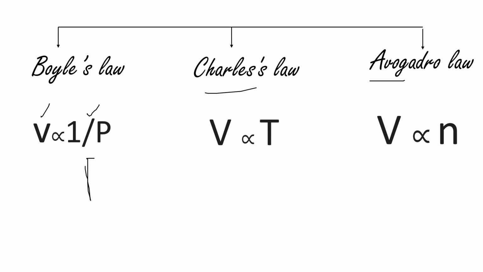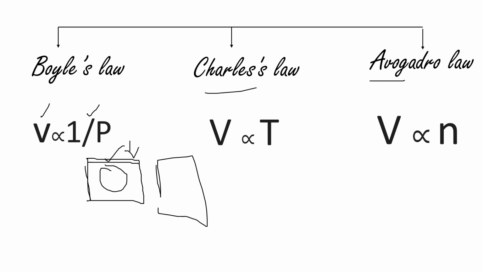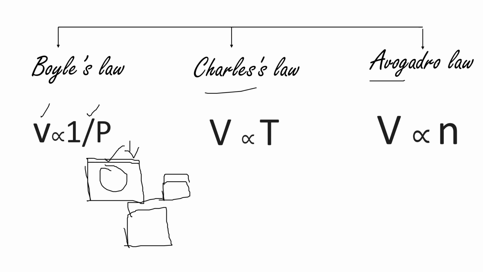As you all know, volume is the total space, and if we apply pressure, just suppose that this is the source of the external pressure, and this is the whole volume. If we apply pressure, the volume will definitely decrease. And if the volume increases, definitely the pressure would decrease.